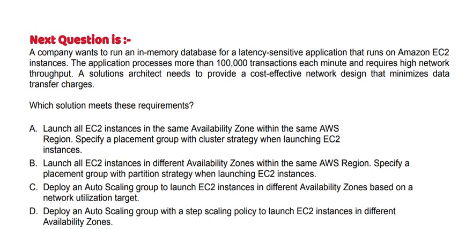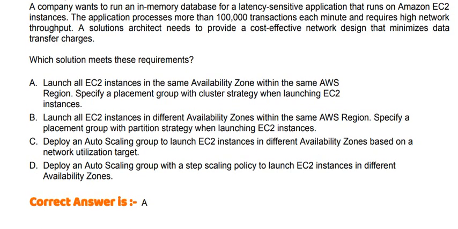Option B: launch all EC2 instances in different availability zones within the same AWS region. Specify a placement group with partition strategy when launching EC2 instances. Option C: deploy an auto scaling group to launch EC2 instances in different availability zones based on a network utilization target. And option D: deploy an auto scaling group with a step scaling policy to launch EC2 instances in different availability zones. And the correct answer is option A.